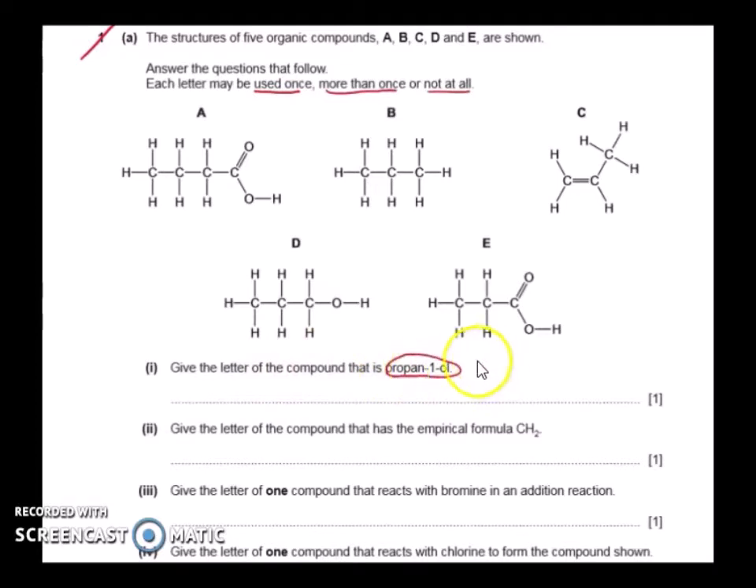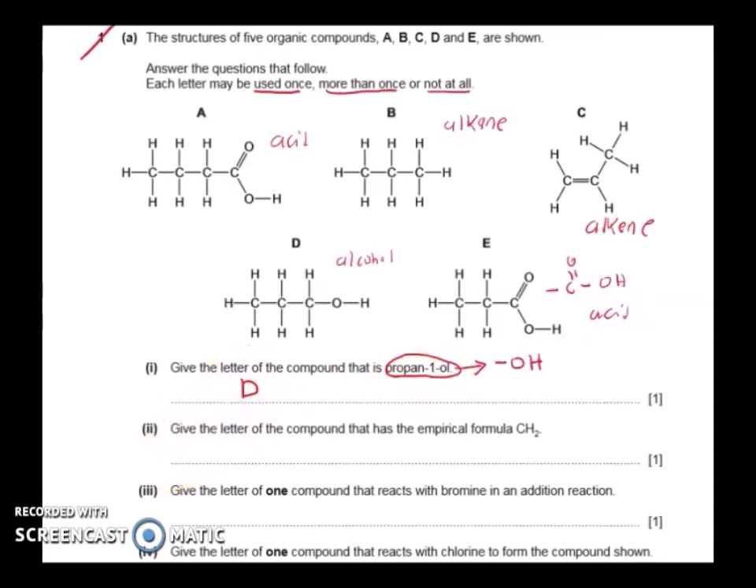Okay, this is an alcohol. So alcohol has a functional group of OH. This one is carboxylic, this one is alkane, this one has a double bond over here, so it's an alkene, and we have a functional group of carboxylic acid. So this is the acid, and here we have an acid, and this is the alcohol. So we have the functional group of OH. So the letter is D.